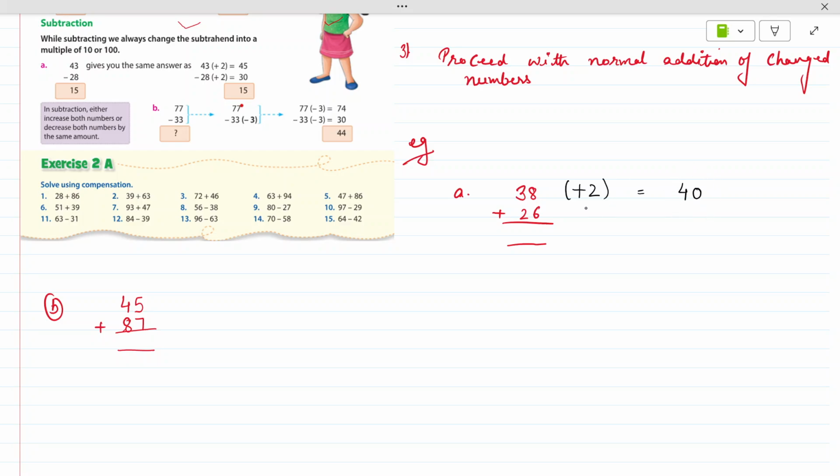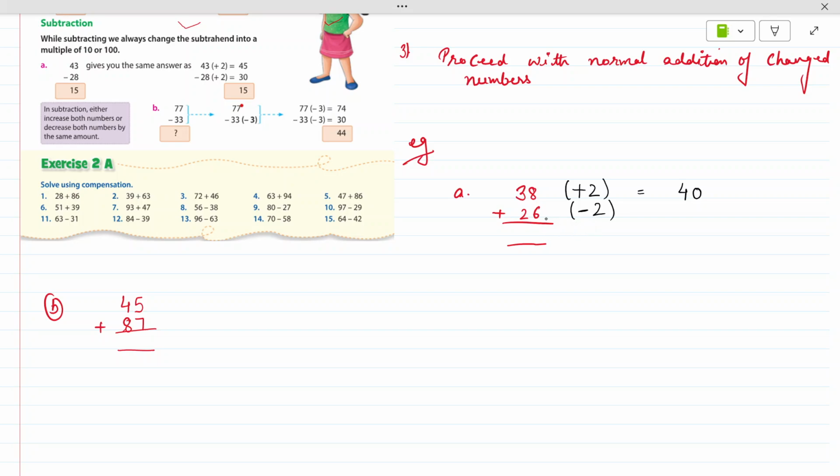The second step says that if I am increasing one number, I have to decrease the other number by the same amount. That means if I am adding 2 to one number, I will have to subtract 2 from the other number.